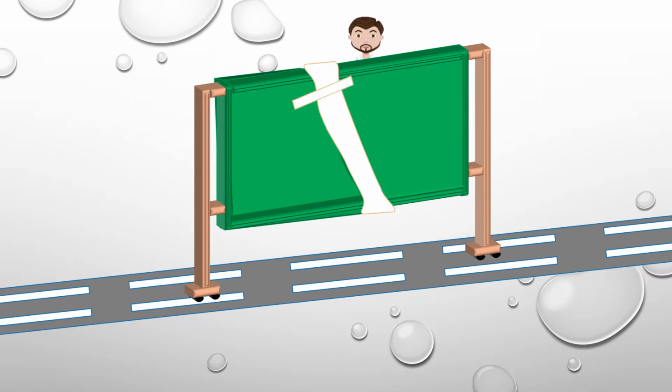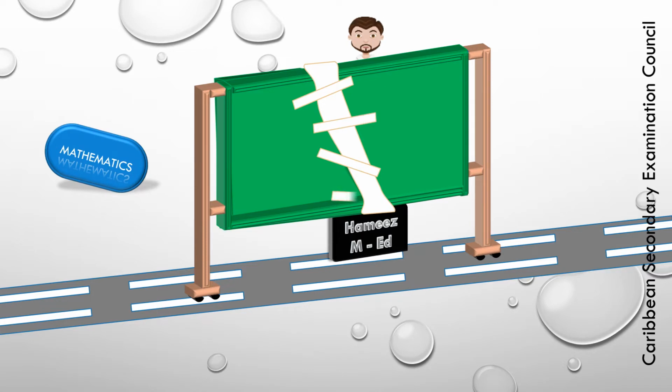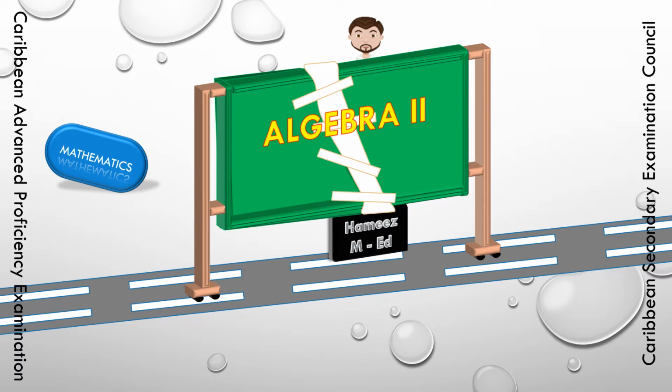In this video, we'll be looking at CSEC Mathematics and the past paper questions on the topic of algebra, the question that came in section 2 of paper 2. We'll be looking at the solutions for the years May 2019 until the present.